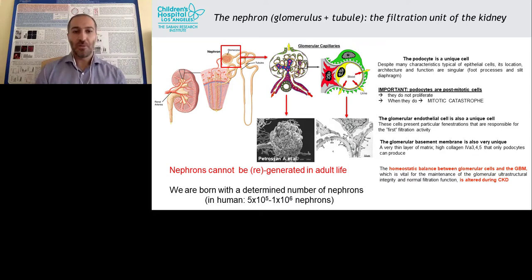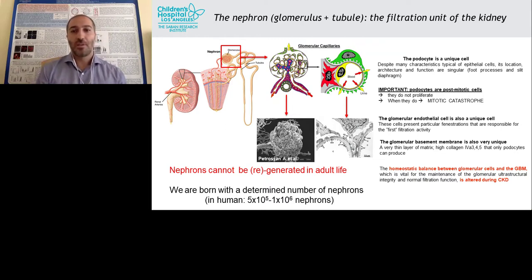What's so special about this structure is that nephrons cannot be regenerated in adult life. So we humans are born with a specific number of nephrons, and they are predetermined. Usually that number is roughly somewhere between 500,000 to 1 million per kidney.